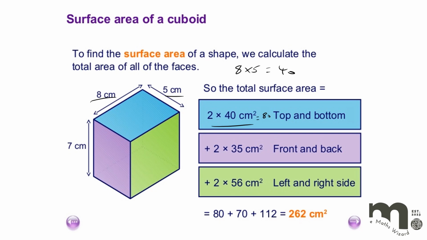And then the purple faces here, which are the front and the back, they're 7 by 5, 7 times 5, which is 35, and we've got 2 of those, so that makes 70. The green faces here, which are the left and the right, they're 7 by 8, 7 times 8, which is 56. So if we times that by 2, we get 112, and then you can see at the bottom, when you add all of those together, that makes 262 centimeters squared. And remember, because we're dealing with area, surface area is in centimeters squared, not centimeters cubed like volume.